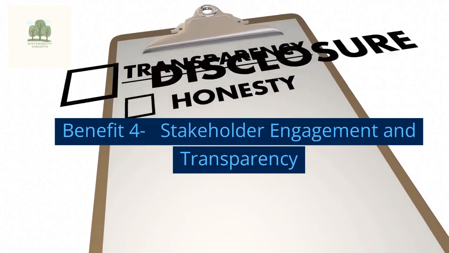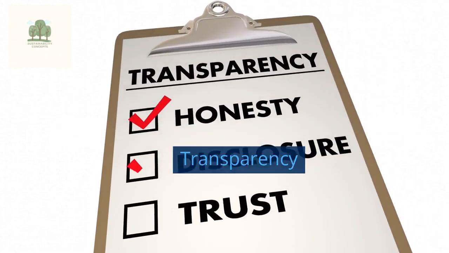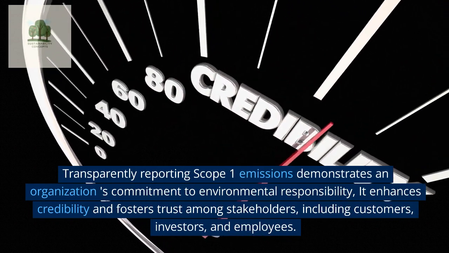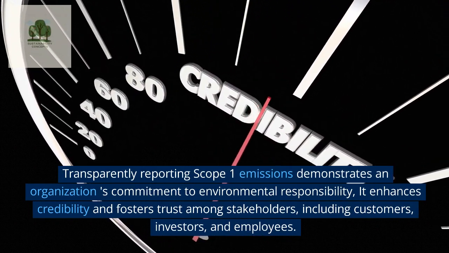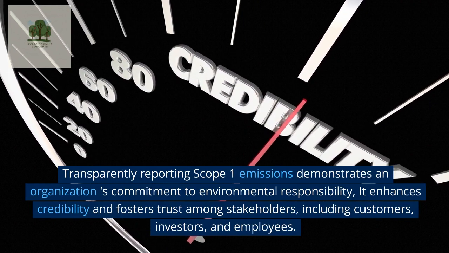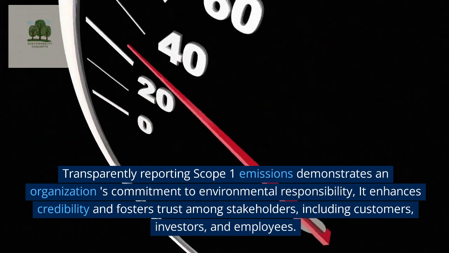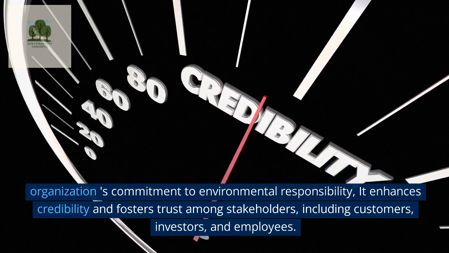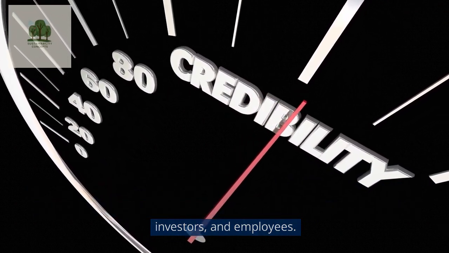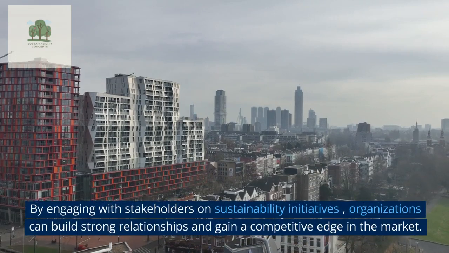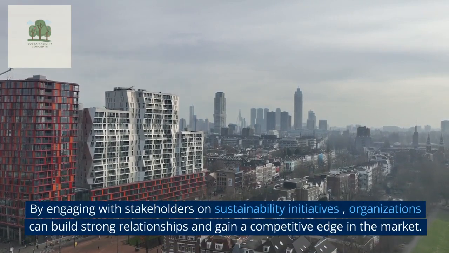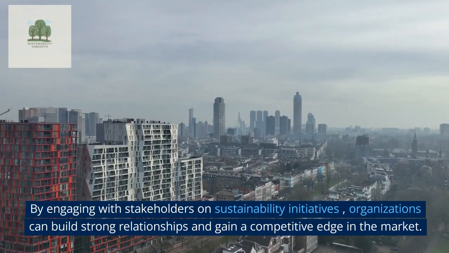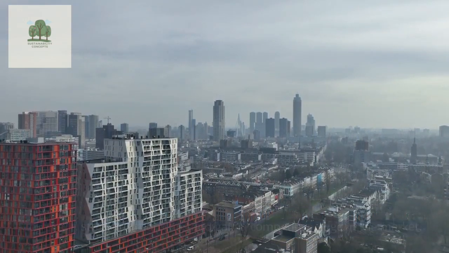Benefit 4: Stakeholder engagement and transparency. Transparently reporting Scope 1 emissions demonstrates an organization's commitment to environmental responsibility. It enhances credibility and fosters trust among stakeholders, including customers, investors, and employees. By engaging with stakeholders on sustainability initiatives, organizations can build strong relationships and gain a competitive edge in the market.